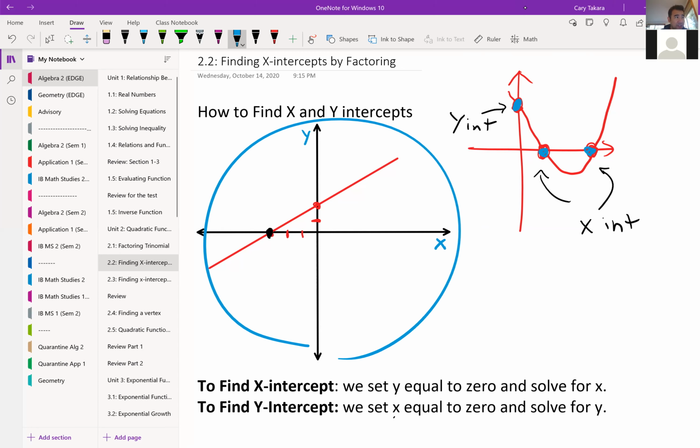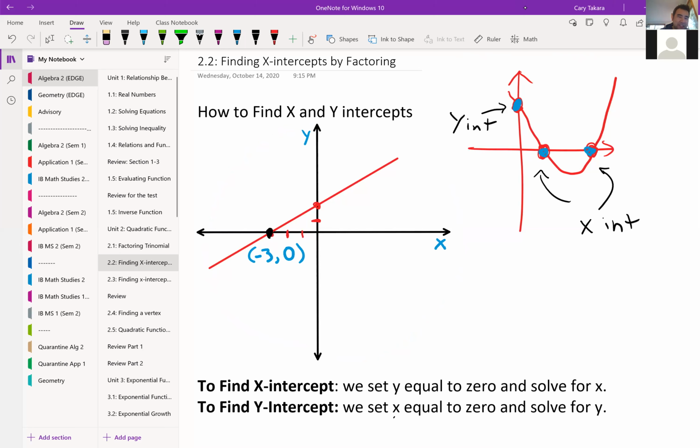Very good. Thank you, Francisco. Anybody else? Yeah, it is (-3, 0), isn't it? So this is the x-intercept, and the coordinate is (-3, 0).